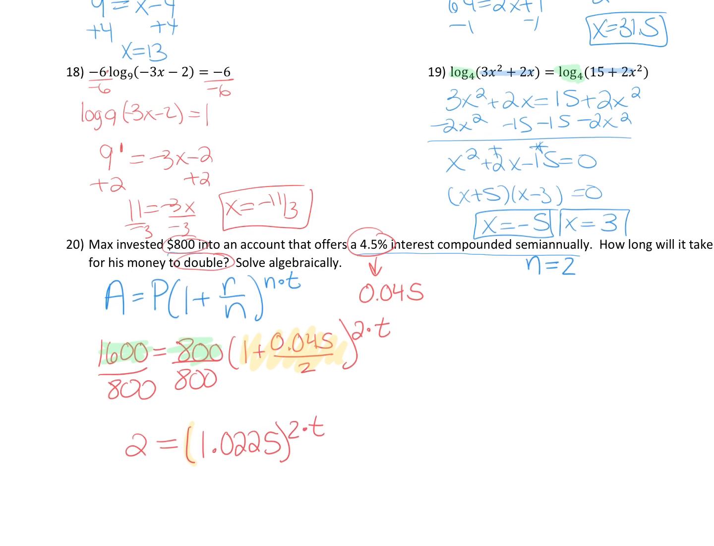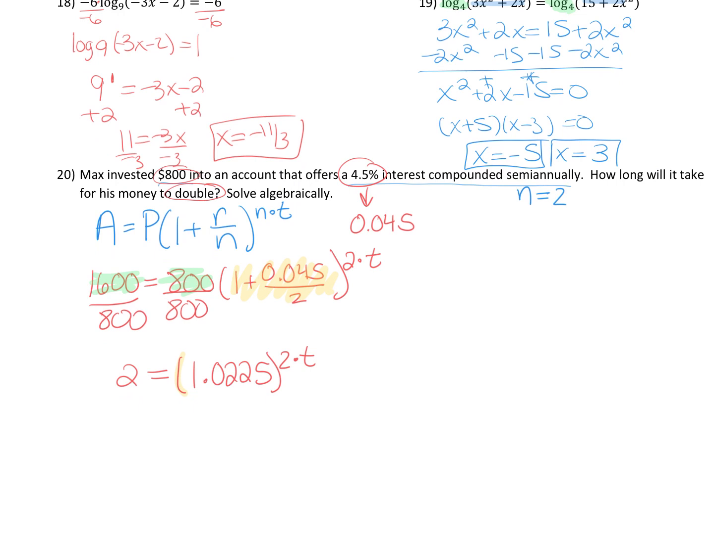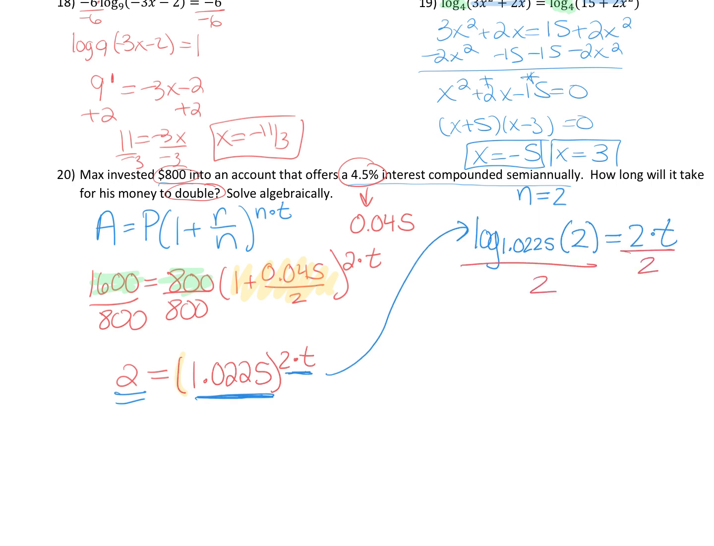Now when you're trying to solve for an exponent, we are going to use logs. So I'm going to take this equation, and my base is this number because this part has the exponent. So I'm going to say log base 1.0225 of the answer, which is 2, equals the exponent, which is 2 times t. So then to finish getting t alone, I would want to divide by 2. So in my calculator, I want to type in that whole side. I could have also just typed this part in the calculator, rounded that value, and then divided by 2.